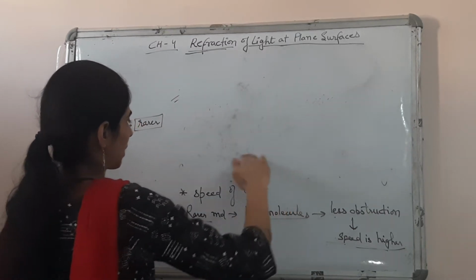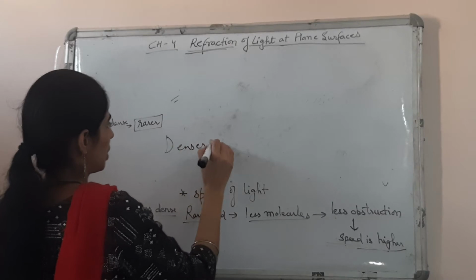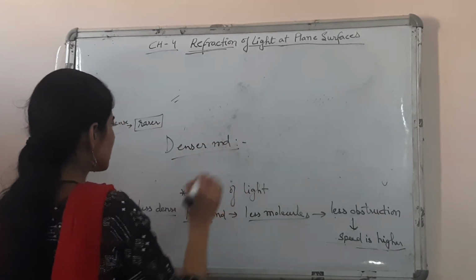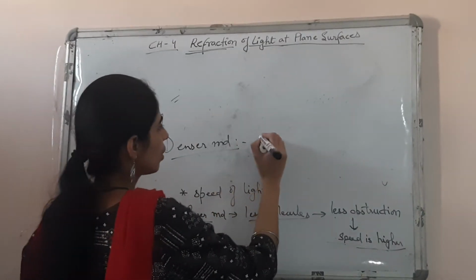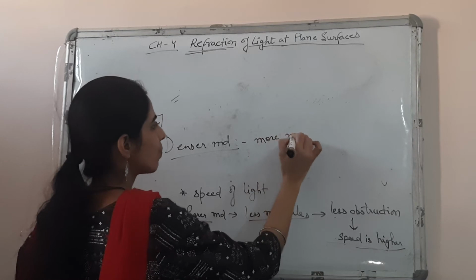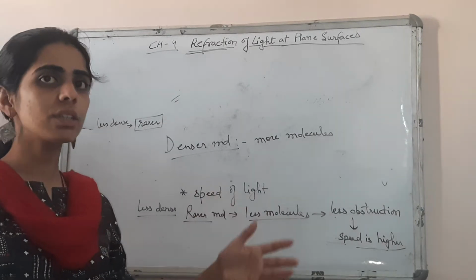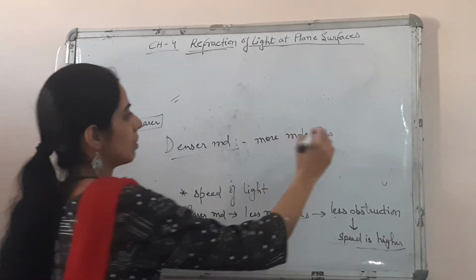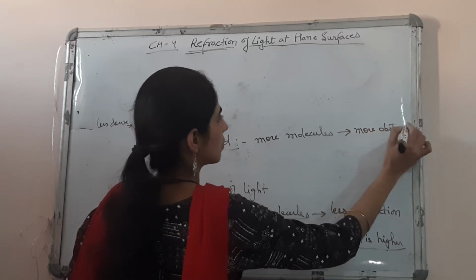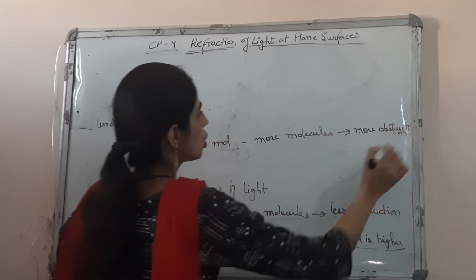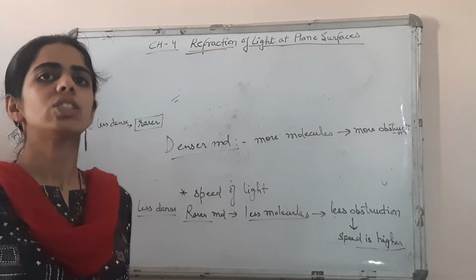We will draw this again. Okay, let us discuss the denser medium. As I told you, in a denser medium, the density is more, which means the number of molecules is more. So we have more molecules here. If the molecules are more, there will be more obstruction. So if there is more obstruction, the light will take more time to reach the destination.